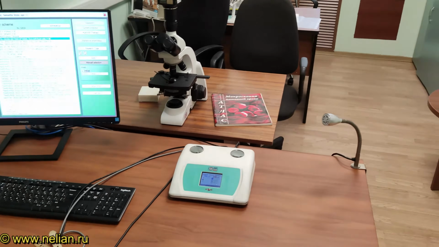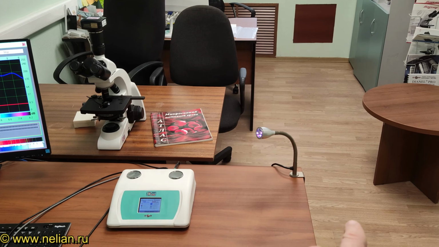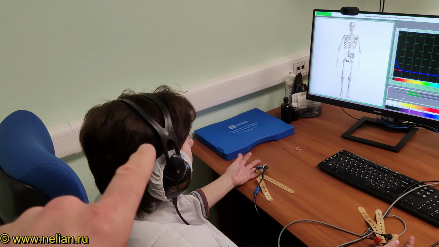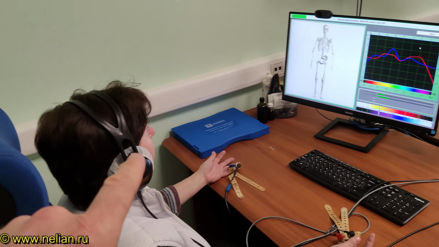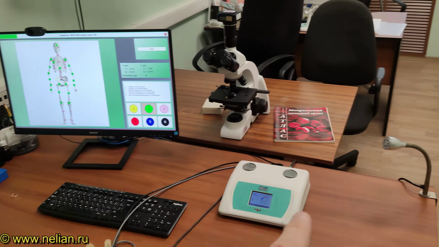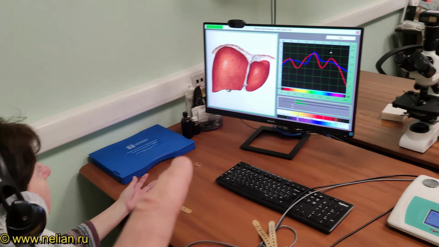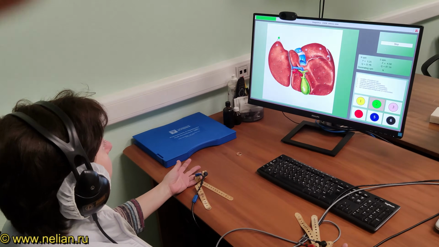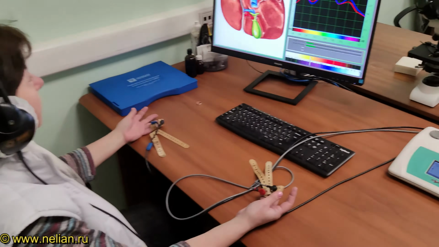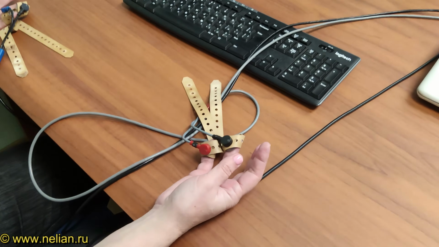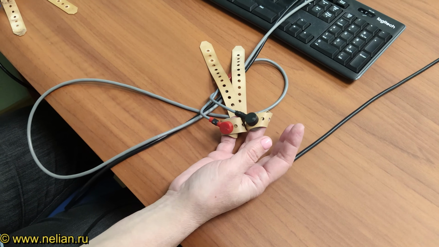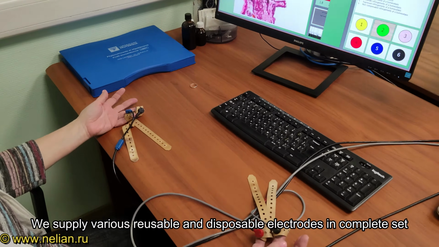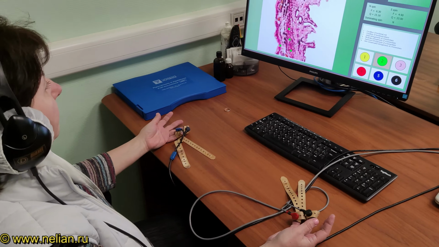Pay attention that the emitter is pointed to the head of the patient. It is not in front of the eyes. The patient can look at the screen, or close eyes and relax. We use comfortable electrodes with elastic belts that are very easy to connect to the patient.